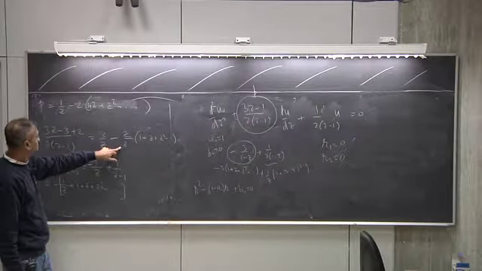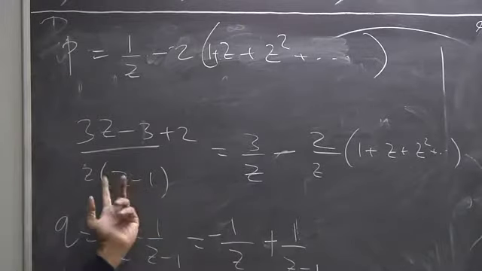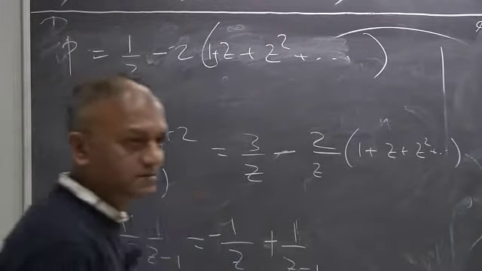No, because this is z minus 1, right? So I write it as 1 minus z. Yeah, because then I can make an expansion, a geometric series.